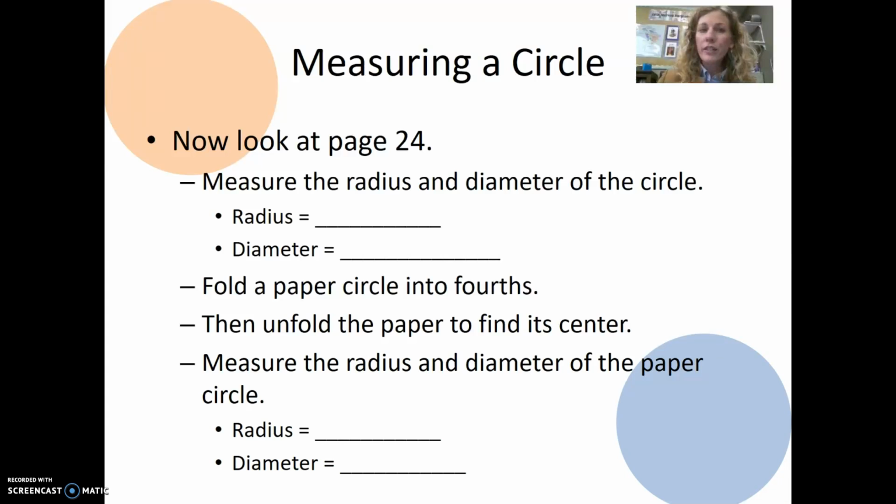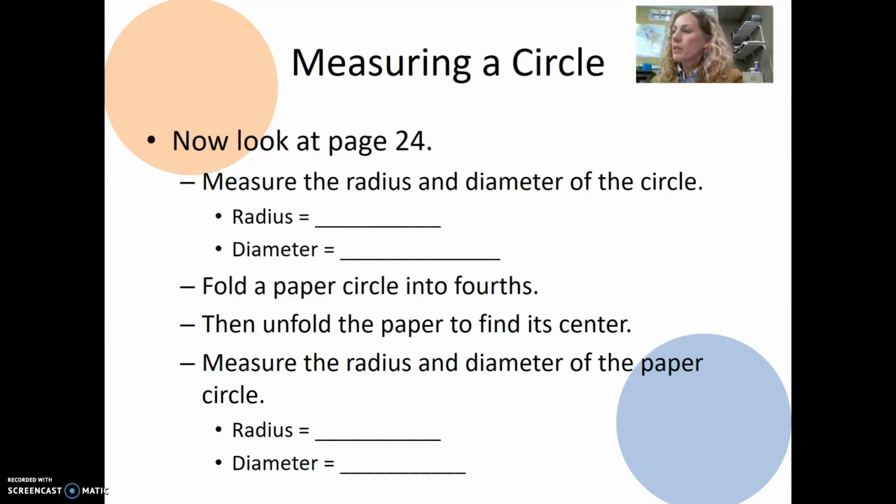But first, let's go ahead and flip the page in your textbook and look at the top of page 24. You're going to measure this time. There's a large circle there. You're going to measure both the radius and the diameter of the circle. So I'm talking about the page that looks like this. And we're looking right here at the top. You're going to measure the radius and the diameter.